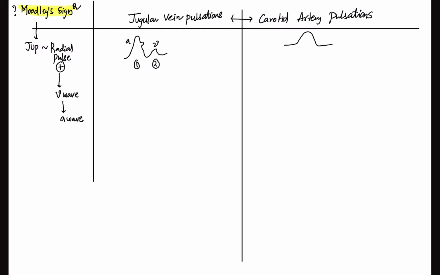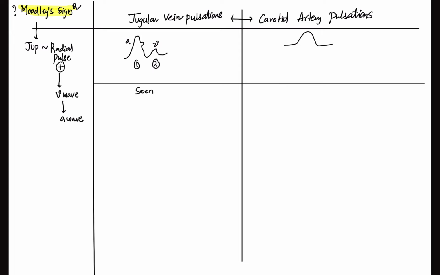This part is done. Coming back to the key differences between jugular vein pulsation and carotid artery pulsation. Pulsations here are seen, here they are felt. You palpate for the carotid artery, but you look for the JVP. Hope you got my point. You palpate for the carotid, you look for the JVP.